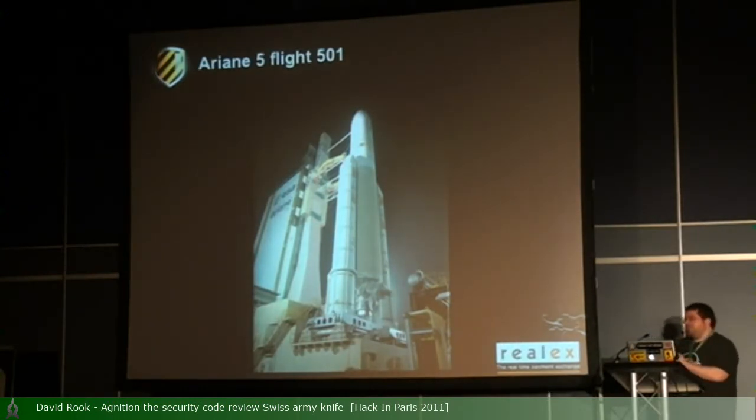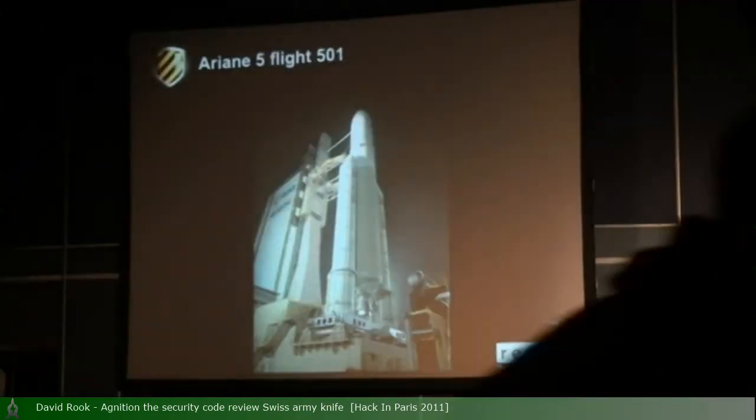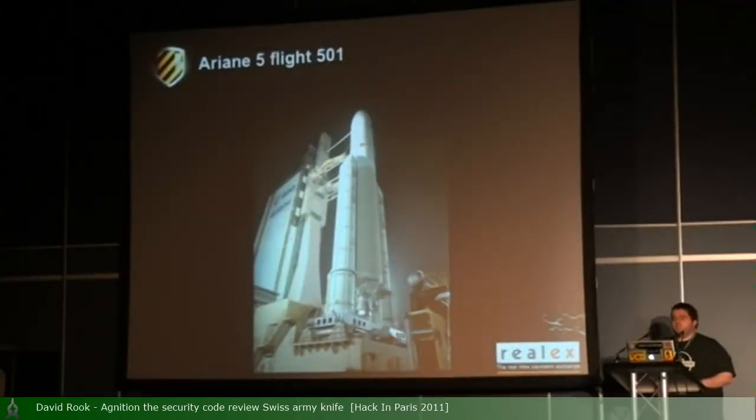So the first one here was the Ariane 5 rocket, in particular Flight 501. Now, as with a lot of these examples, there's never one single root cause, but one of the biggest issues for this particular version of the Ariane 5 rocket was that it would take a 64-bit floating point value and try and convert that to a 16-bit integer value, causing an overflow, of course.